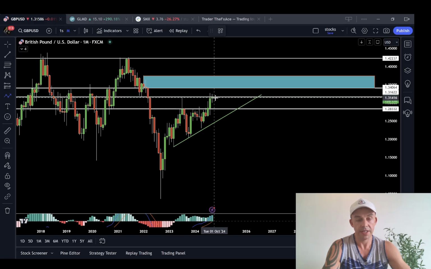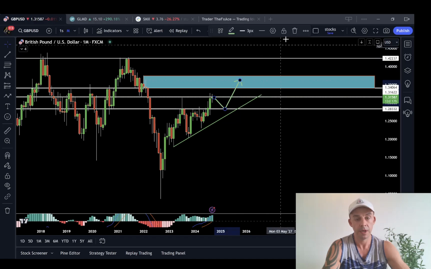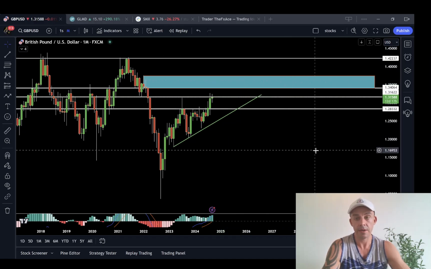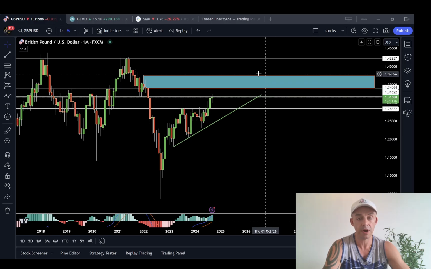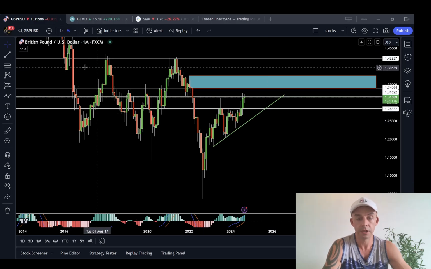Another scenario is that we get a sell-off and we move down to this old resistance, now support, and then that's followed by a move up into this. So I'm just looking at the monthly charts, that's what I suspect longer term will occur. We are heading back up towards 142 on the pound longer term.